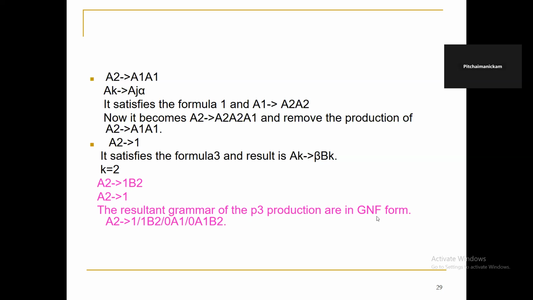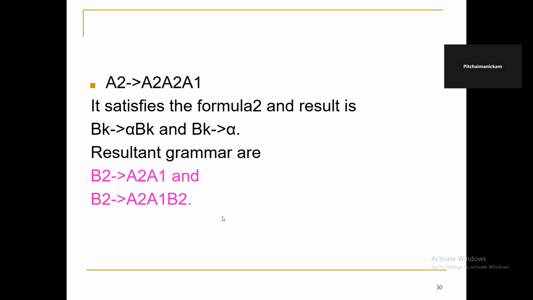The resultant productions of the grammar are of the form of GNF. So A2 derives 1 | 1 B2 | 0 A1 | 0 A1 B2. You just note it down. Another thing is A2 derives A2 A2 A1. It satisfies formula 2, and the result is Bk derives alpha Bk and Bk derives alpha. So what is the resultant grammar now? K value is equal to 2, so B2 derives A2 A1 and B2 derives A2 A1 B2. You can note it down.